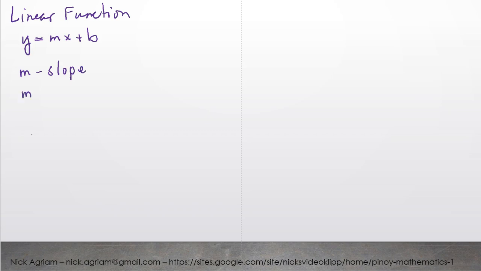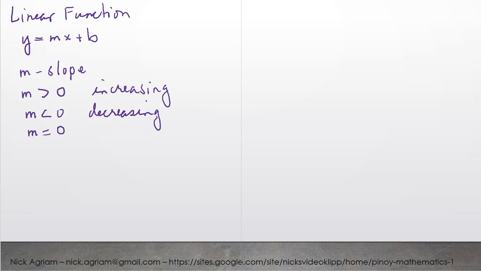So in order to summarize what we've been talking about, a linear function always looks like this: mx plus b. m is the slope. So if m is greater than 0, that means it is increasing. m less than 0, it is decreasing. What about m equal to 0? Let's see.